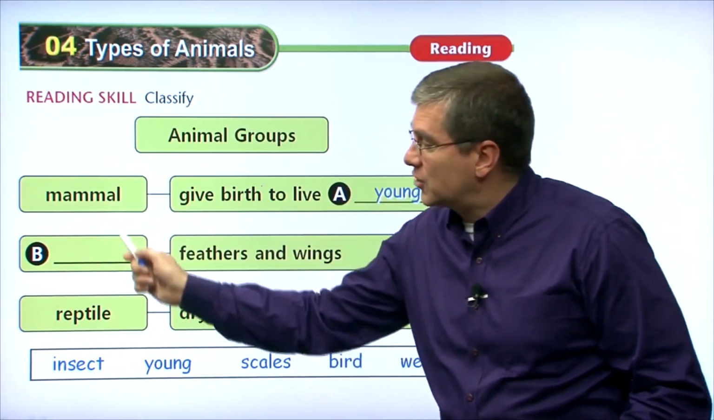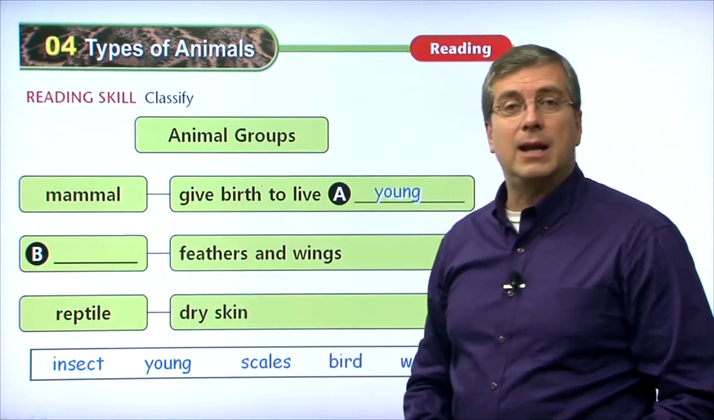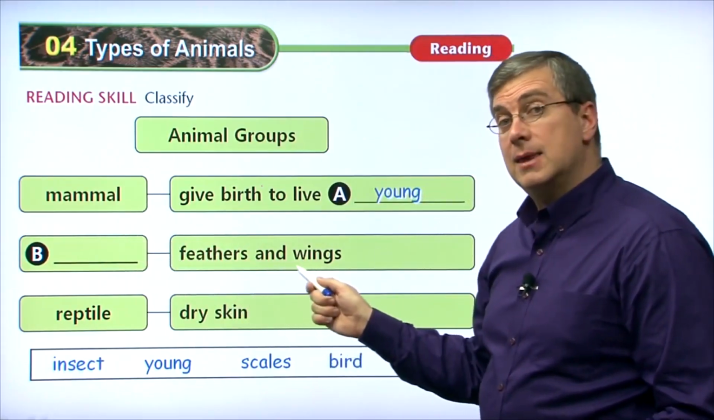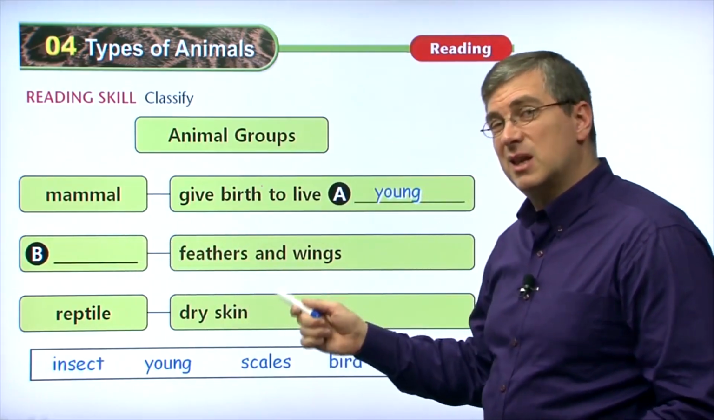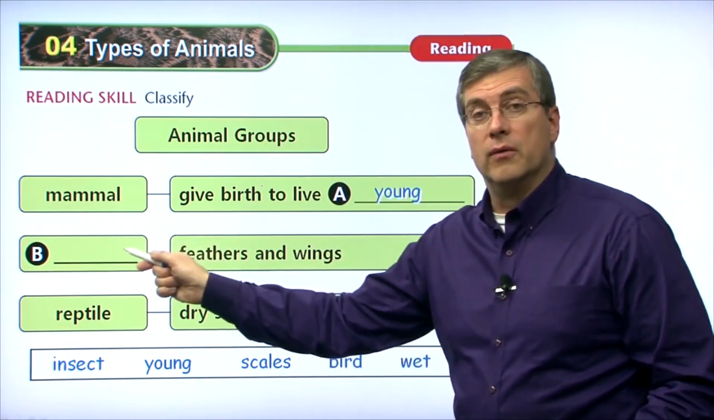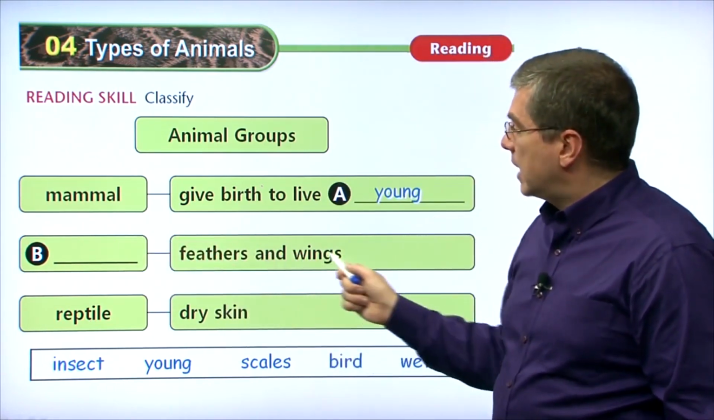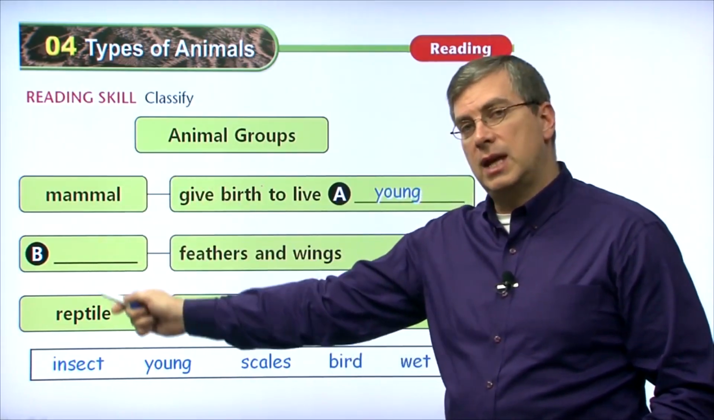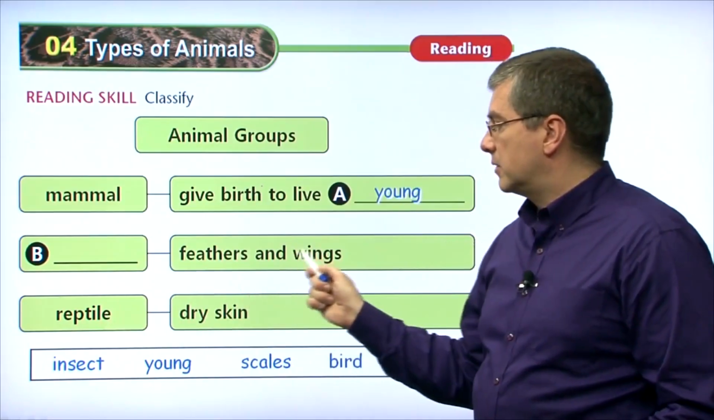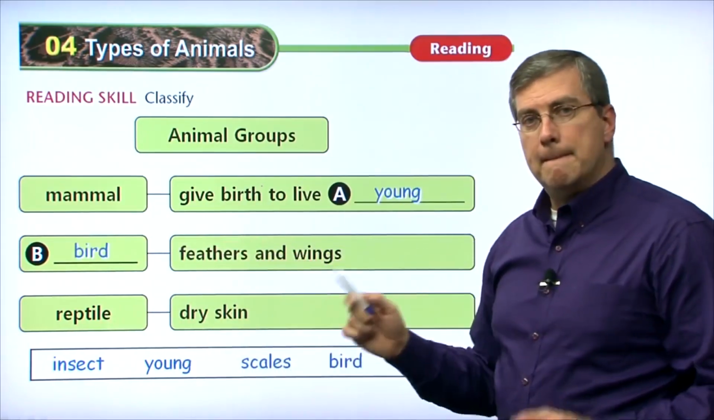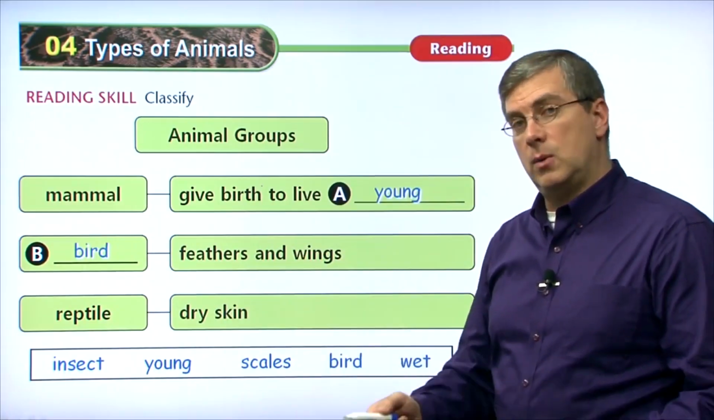Now over here, the question is in the category B. What is it? We don't know. We have to look at the characteristic, kind of like the definition, to figure out what is the category over here. Let's take a look. Feathers and wings. So we're looking for a type, a classification of animal that has feathers and wings. Which one? If you choose bird, of course you would be right. Birds have feathers and wings.